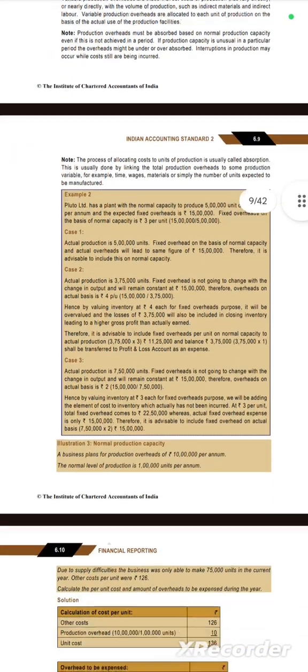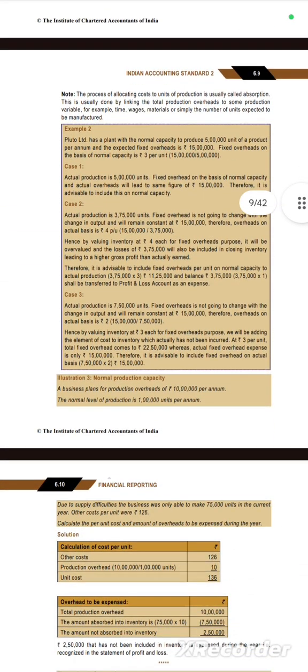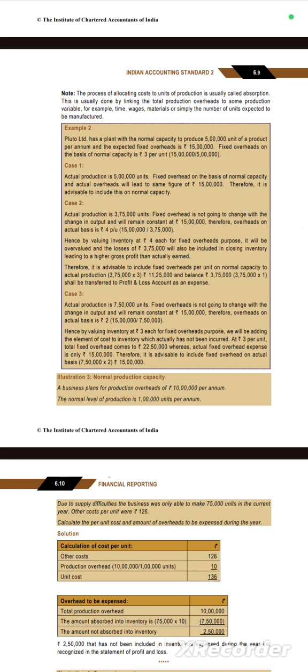If you see here, there is an example of fixed overhead with a three case scenario. There is a normal capacity of 5 lakh units of production by Pluto Limited per annum and the expected fixed overhead is 15 lakh. So the fixed overhead rate based on the normal capacity is 15 lakh divided by 5 lakh, that is 3.